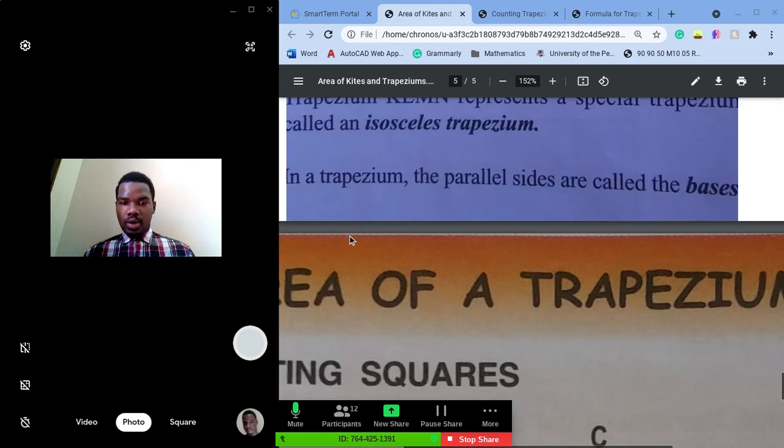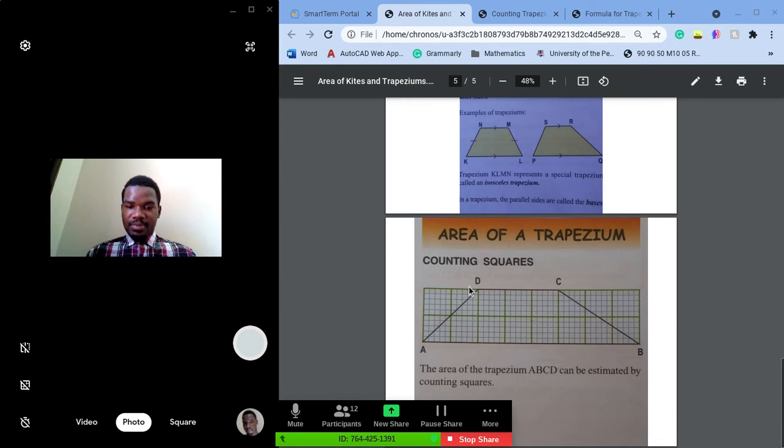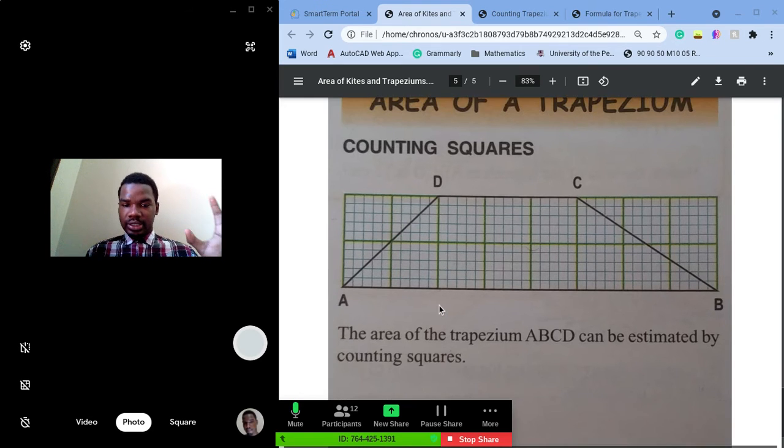Alright, good. Now the next thing we're going to learn is how to find the area of a trapezium by the easiest method we learned, which is the counting square method. We did that for the parallelogram, we did that for the kite, and then we're doing that for the trapezium. Now for the trapezium, let's say we're given this diagram. Alright, how many sides does it have again? How many sides does a trapezium have? Oh, it's a quadrilateral. 4. Good. You have the line AB, line BC, line CD, and line DA all enclosed.